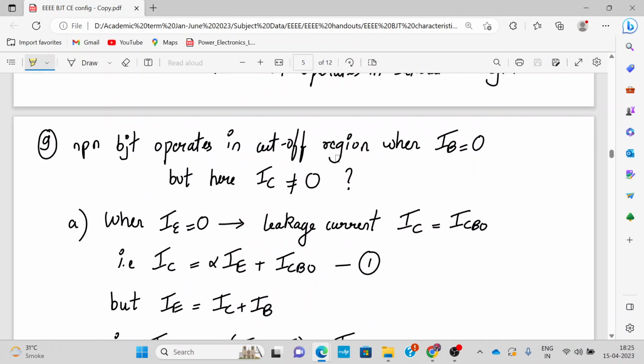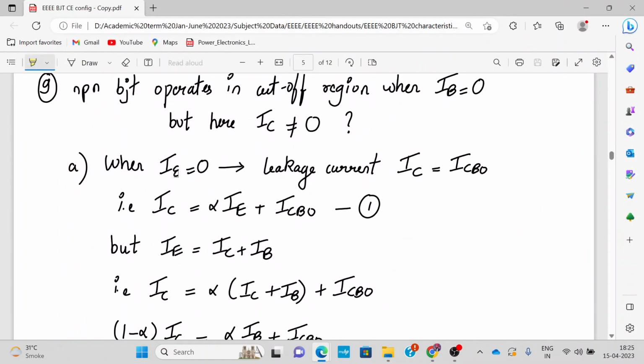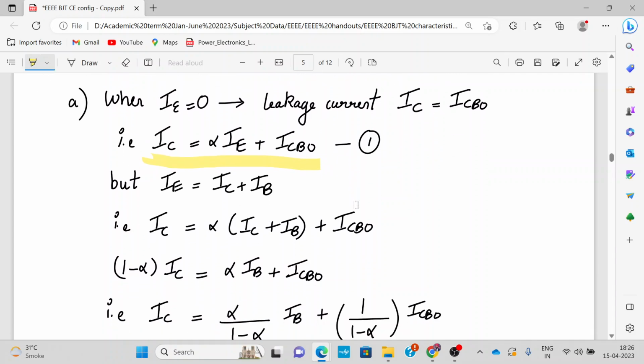An NPN BJT operates in the cutoff region when IB is equal to 0. But here the IC is not equal to 0, as you can see very clearly denoted by the green region of the curve. So what happens is when IE is 0, the leakage current is given by IC equal to ICBO. So IC was alpha IE plus ICBO. We can call this equation number 1. But IE is IC plus IB, that is what the terminal current means. So IC will become alpha times (IC plus IB) plus ICBO.